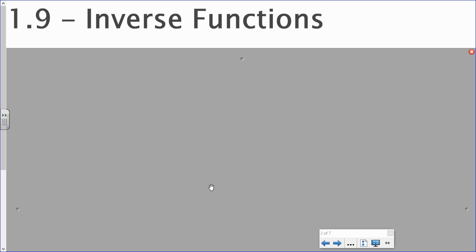Okay? I like that you said switch the x's and y's. If we are finding inverses graphically, numerically, or algebraically, we are switching the x's and y's. That's the process we're going to take.